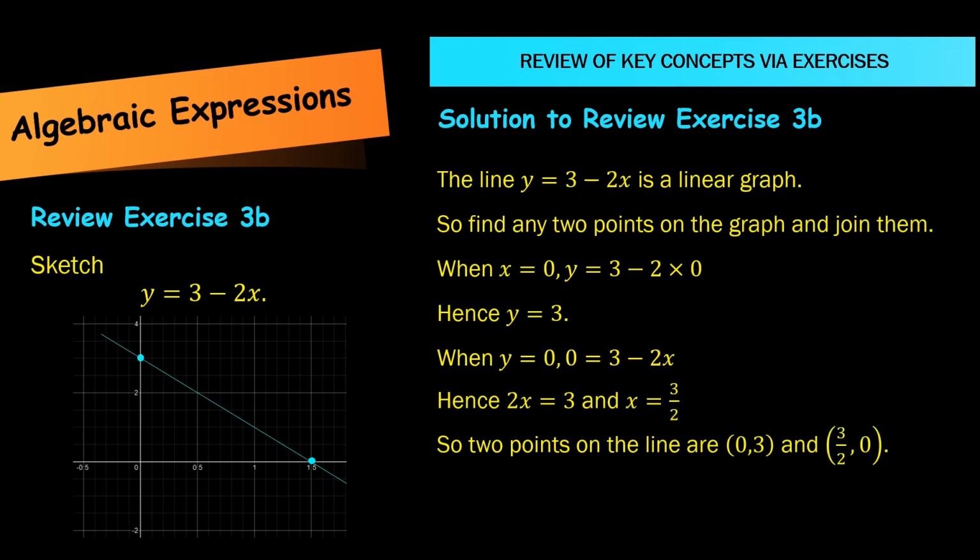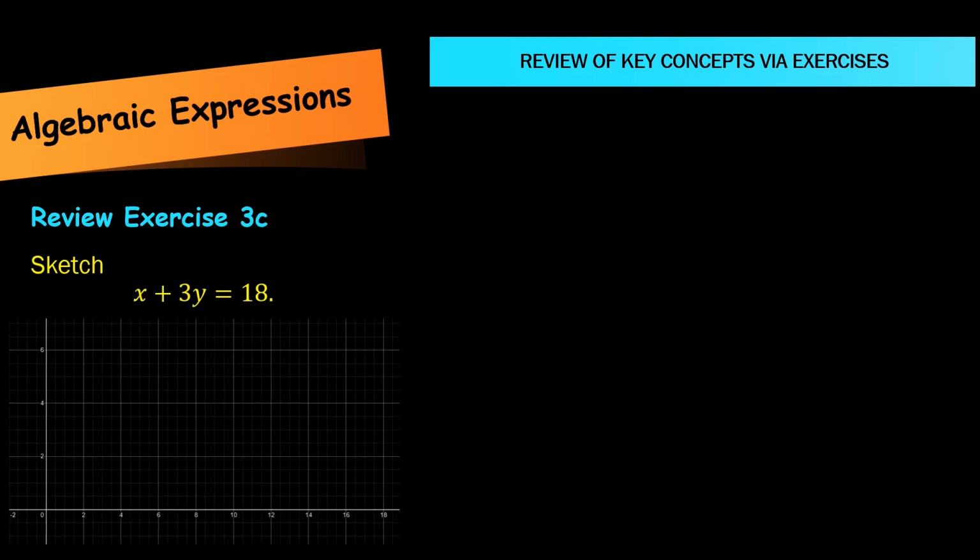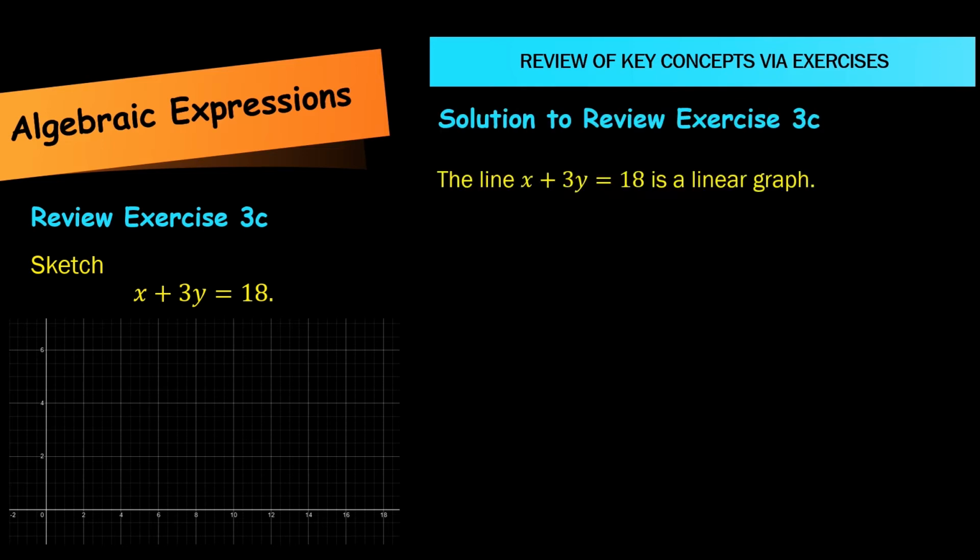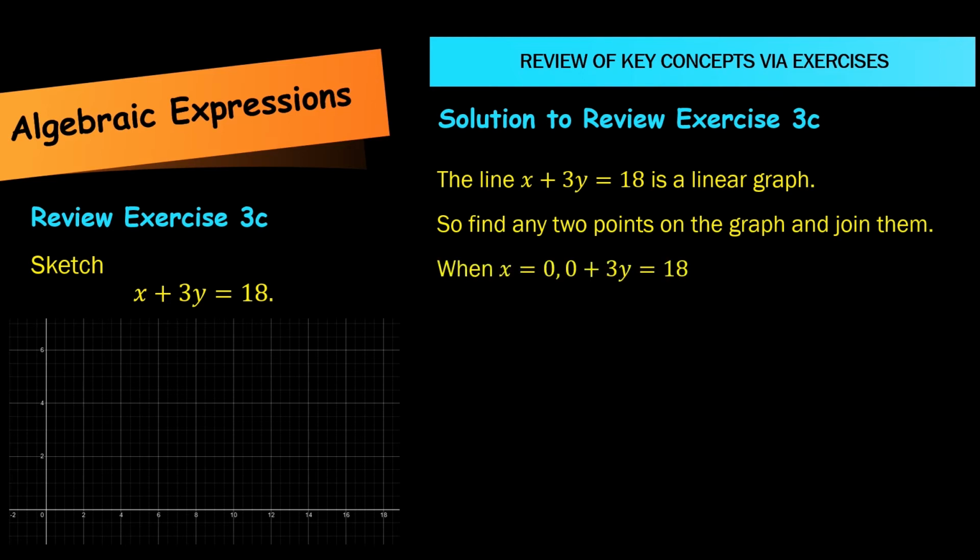And now for exercise 3c, sketch the graph of x plus 3y equals 18. Again, x plus 3y equals 18 is linear. We find any 2 points on the graph and join them to sketch our graph. When x equals 0, plug in the values in the equation. Rearrange to give 3y equals 18, and then divide by 3, giving y equals 6.